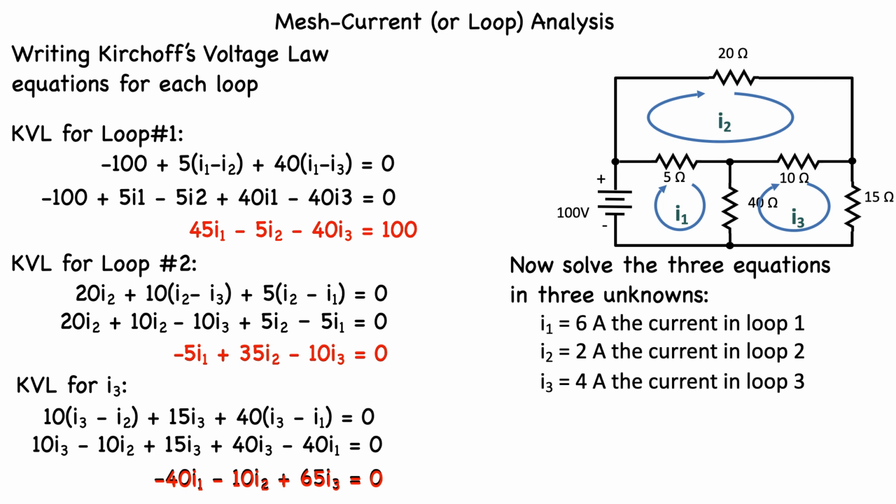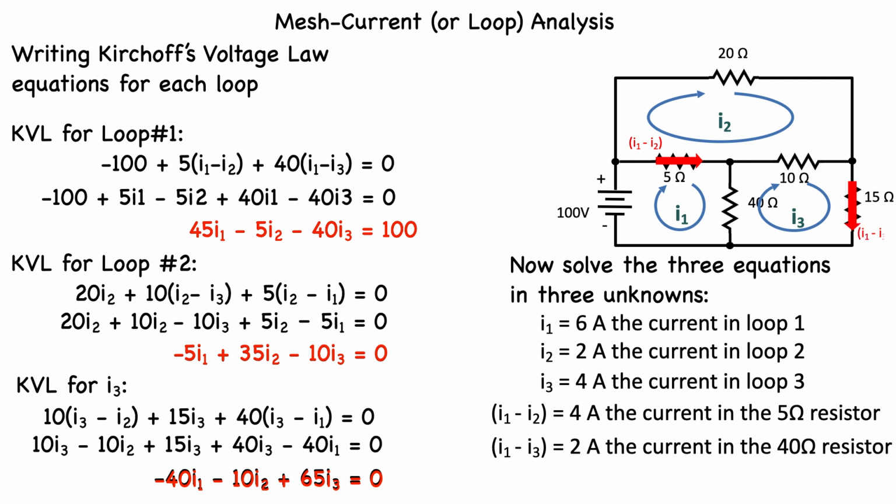In order to find the currents in the common resistors, it's a simple matter of summing the two current flows in each resistor. For the 5 ohm resistor, the current is I1 minus I2, which equals 4 amps. For the 40 ohm resistor, the current is I1 minus I3, which is equal to plus 2 amps. And finally, for the 10 ohm resistor, the current is I3 minus I2, which is equal to plus 2 amps.